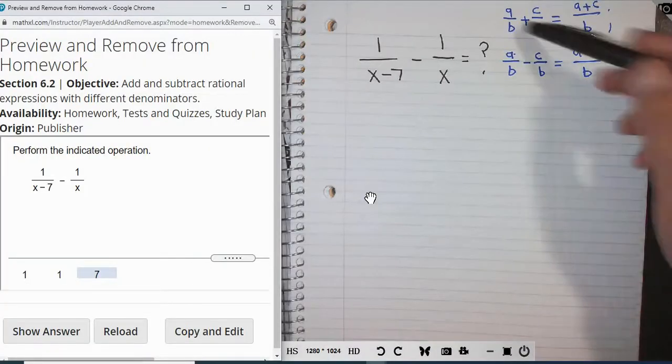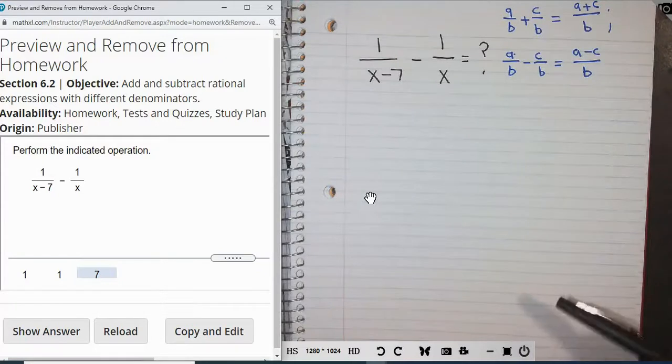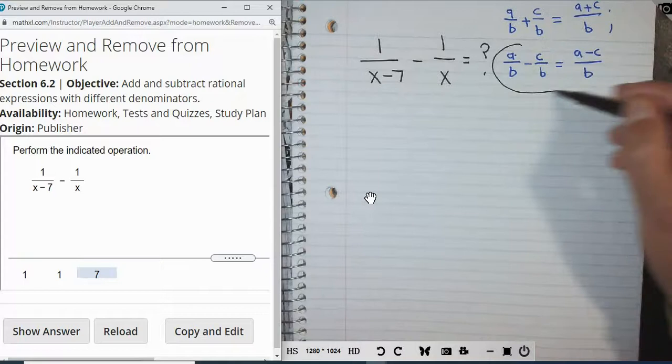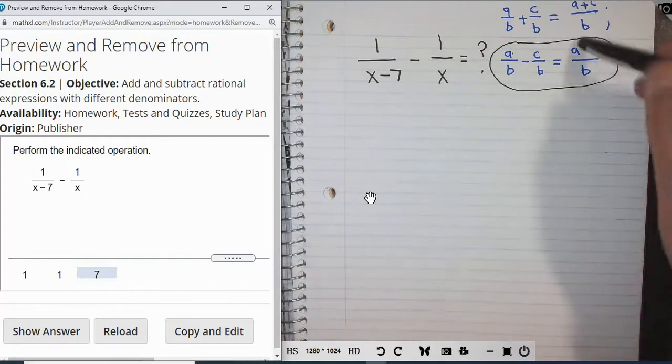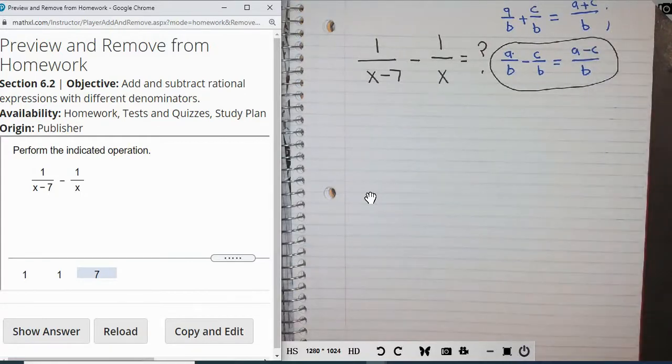Okay, as I said, we're going to draw on these concepts. Basically, what we're doing here, we're going to be subtracting two rational expressions. So we're going to be applying that rule there. But we've got to find a least common denominator here before we can handle those numerators. So in other words, we just can't start subtracting our numerators. First, we have to create equivalent rational expressions before we can do that.